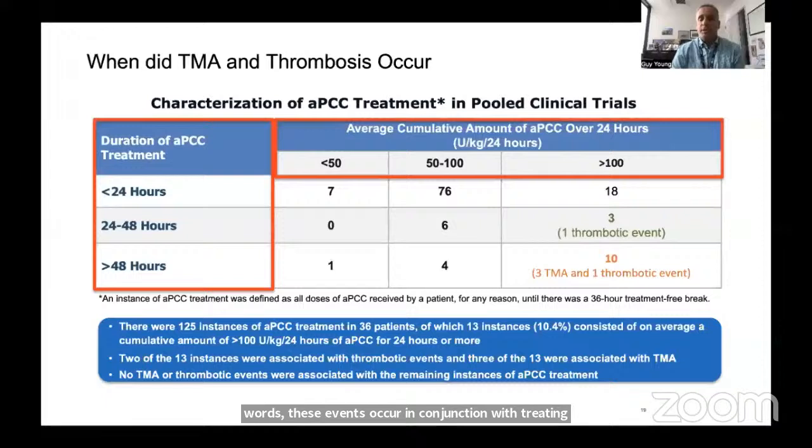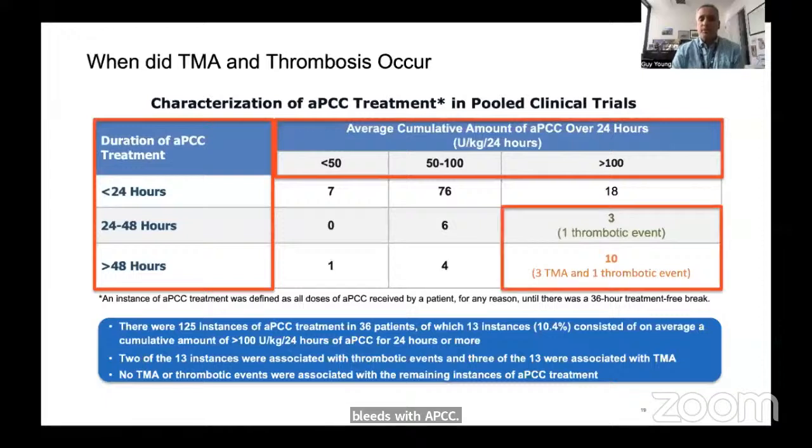Here's the duration of treatment and here's the cumulative dose. What you'll notice is that if patients used more than 100 units per kilogram for more than 24 hours, there were 13 bleeding events treated this way, and 5 of those 13 ended up with a TMA or a thrombotic event. So that's almost a 40% chance of ending up with thrombosis or thrombotic microangiopathy if you use more than 100 units per kilogram per 24 hours of APCC for more than 24 hours.